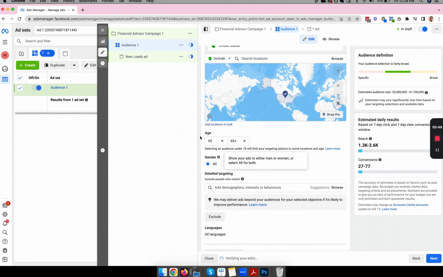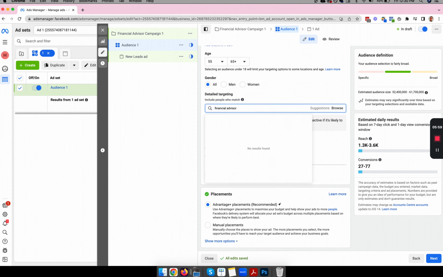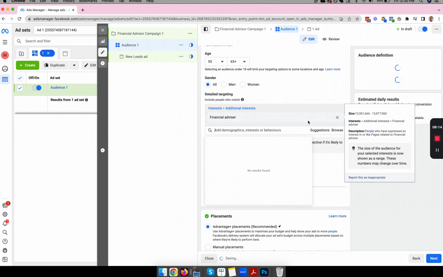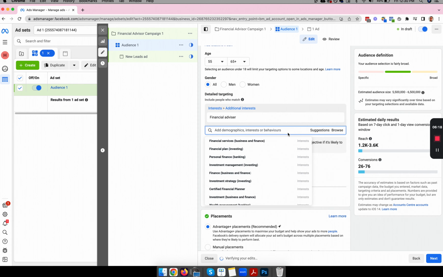Depending on your target audience, you might choose all men or women. And then here you want to choose which audience you want to go after. So for example, go after financial advisor. And this is an interest. So for financial advisor, you want to choose the interests, not the job titles, because the job titles means you're going to actually target financial advisors with your ads. You don't want to do that. You want to target the interest kind of targeting. Okay. So once you put one here, you just click on browse and it gives you suggestions, and it gives you a bunch of them.